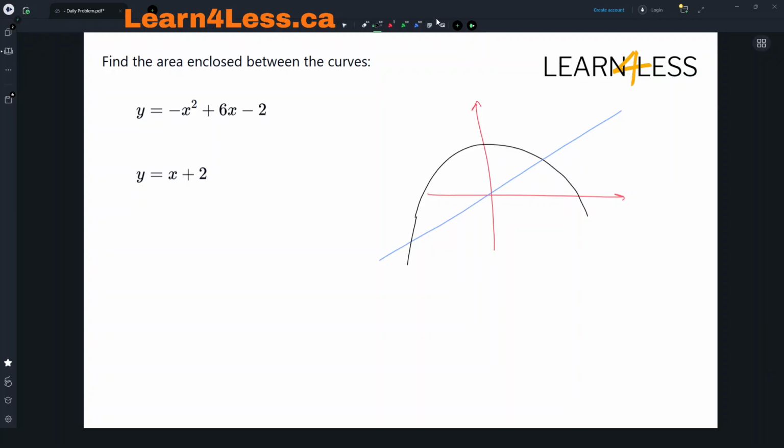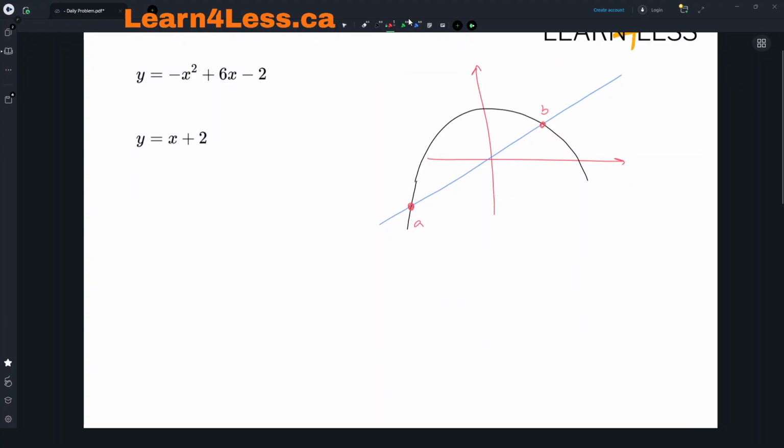To find the area between curves, we need to take the integral. But what are the bounds of the integral? The bounds of the integral would be the intersection of these two functions. So let's call them a and b. We want to take the integral from a to b of these functions. So the first step would be finding the intersection points.